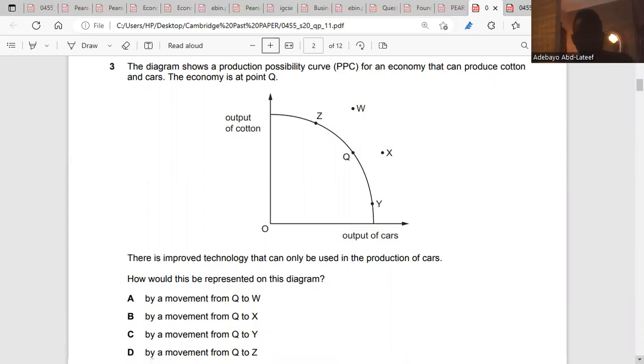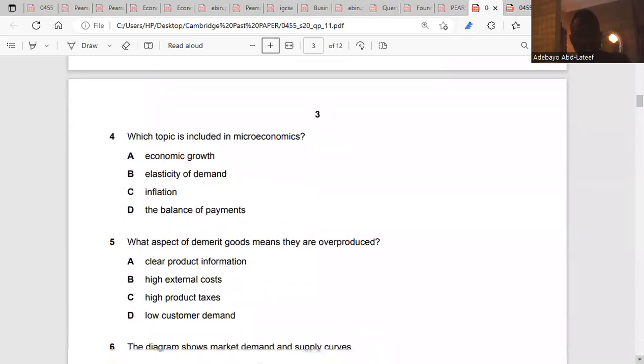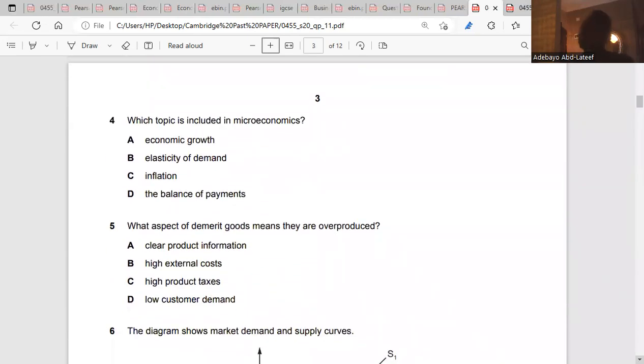We go for the second question, the fourth one. Which topic is included in microeconomics? Microeconomics is the study of individual firms in the economy, the study of individuals, households, firms in an economy. And macro is the study of the economy as a whole. So micro studies the individuals in the market, the firms in the market, the households. So that is demand and supply. So here we have elasticity of demand. So it's B. Is it clear?